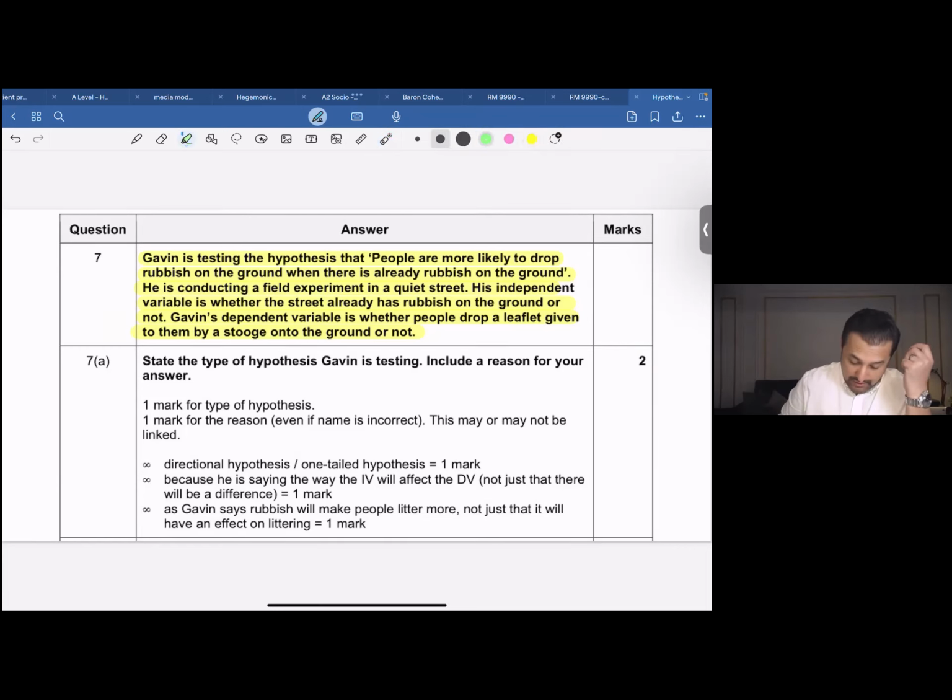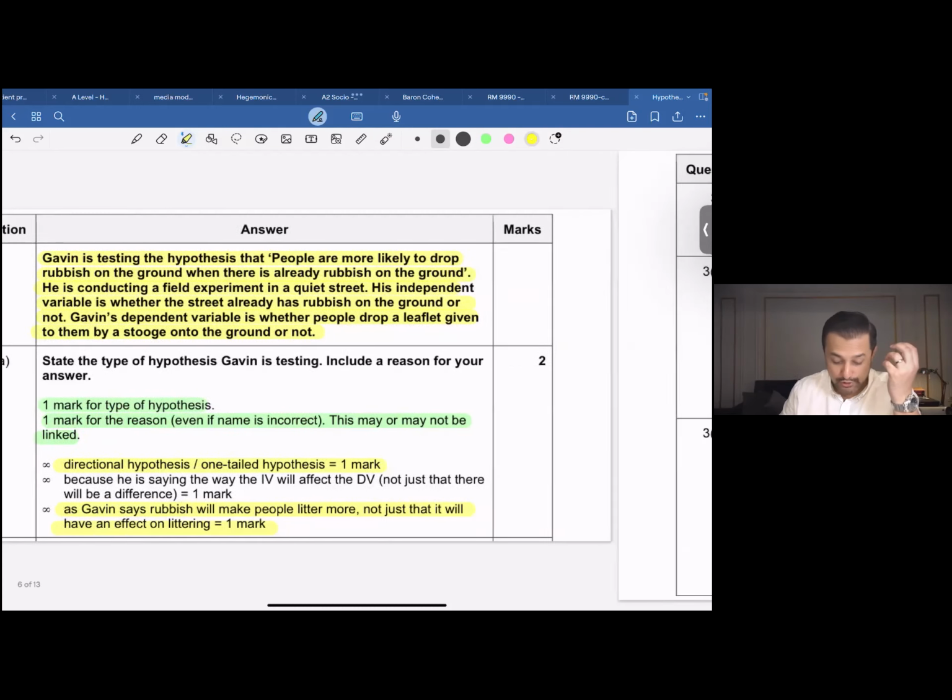If we have a look at the marking criteria, you get 1 mark for identifying the type of hypothesis, and you get 1 mark for the reason. Even if the name is incorrect, this may or may not be linked. So the answer over here would be directional hypothesis or one-tail hypothesis, 1 mark. Because he's saying the way the IV will affect the DV, not just that there will be a difference, you'd get 1 mark. As Given says, rubbish will make people litter more, not just that it will have an effect on littering, 1 mark. So you know what sort of hypothesis this is, and you by now should know how you'd receive a 2 on 2 on this.